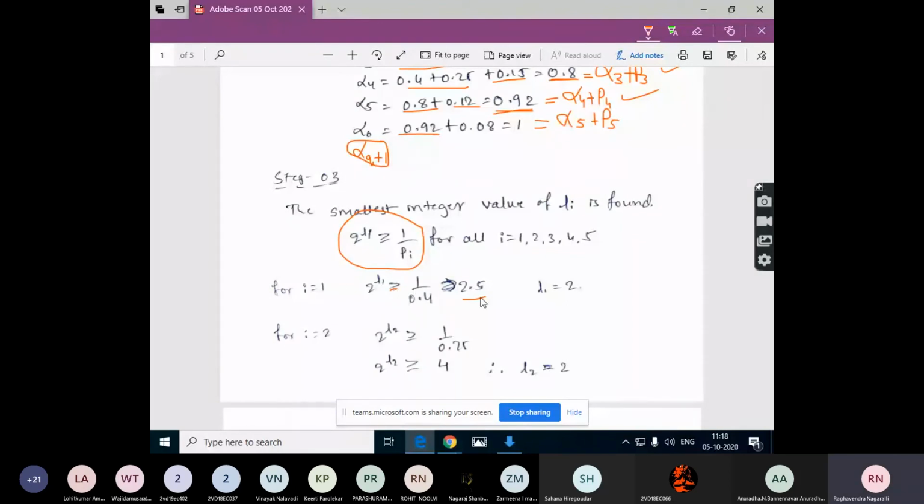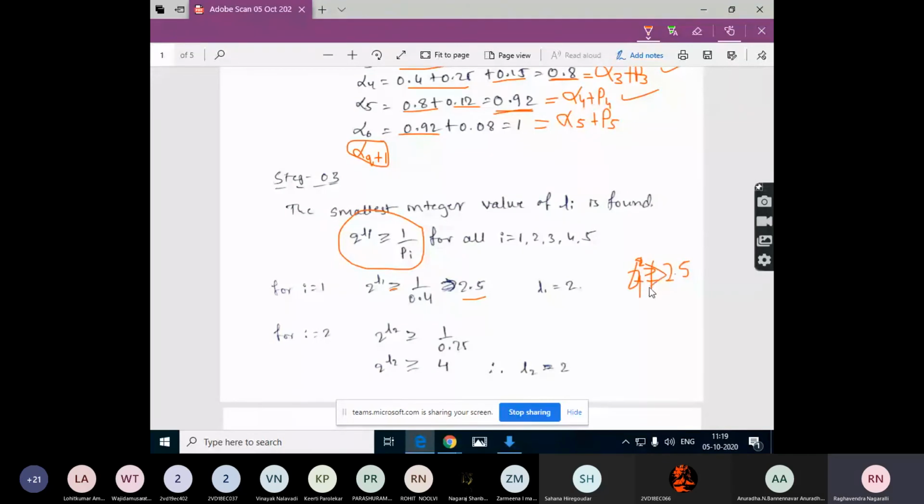If I put l1 equal to 1, 2 raised to 1 becomes 2, which is not greater than or equal to 2.5. So we will take l1 equal to 2. 2 raised to 2 is 4, and 4 is greater than 2.5. So l1 is 2.